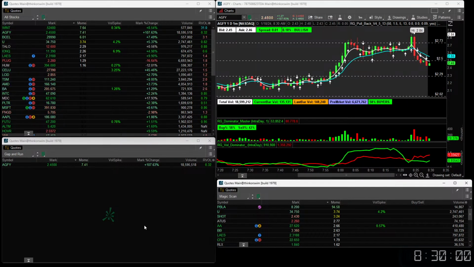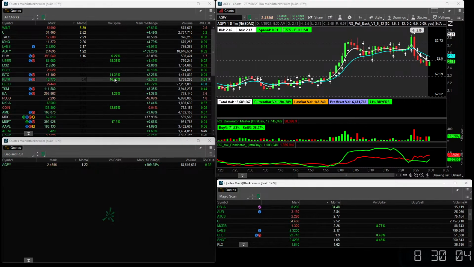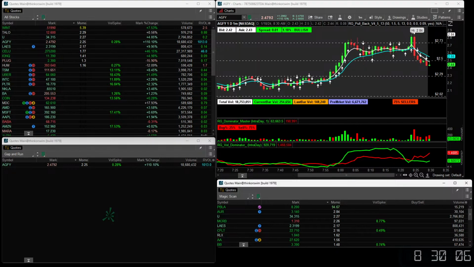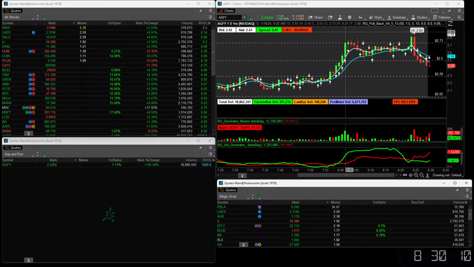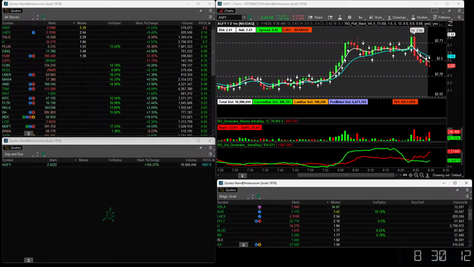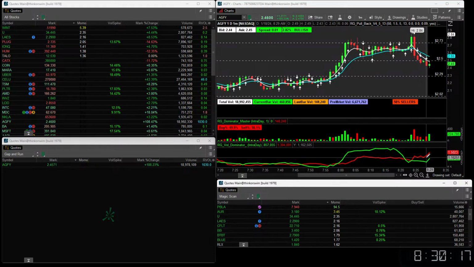Let's go. Good luck to you. Be careful at market open. It gets very volatile. AGFY. Let's keep an eye on it for a second. Buyers above the sellers on the dominator line.